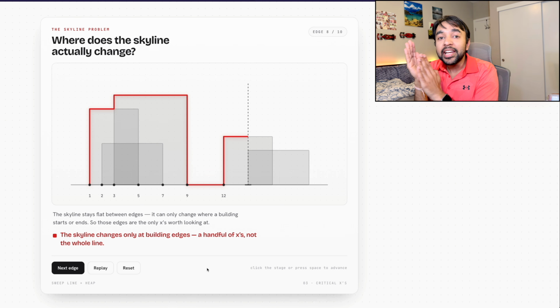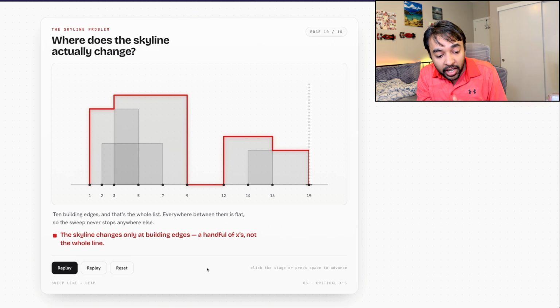I am only interested in an event where a building actually starts or a building actually ends. I am trying to get rid of the bottleneck that I was having with the brute force approach. And that should get you thinking, how can you approach this problem in the most efficient manner? If you just paid attention to what I said, you are only interested in the events where a building actually starts or where a building actually ends.